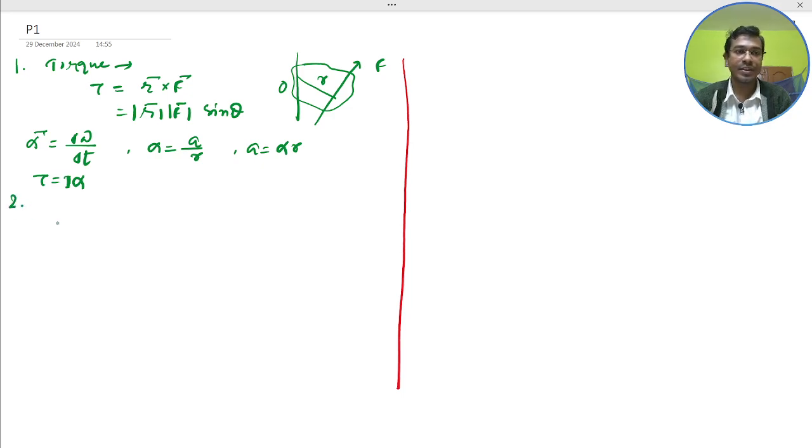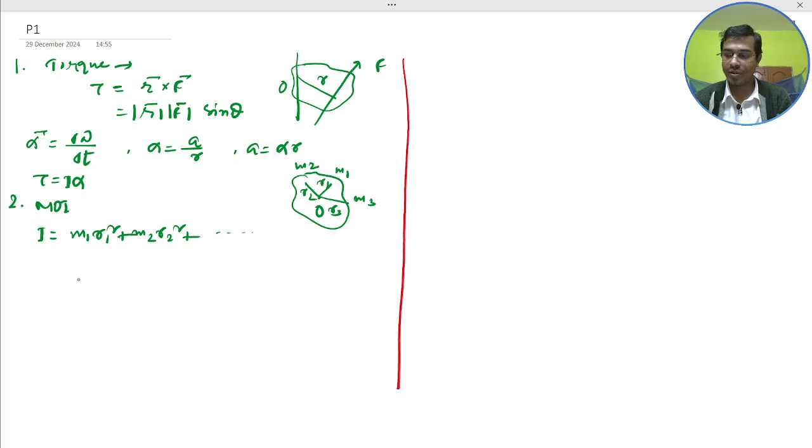Next one, moment of inertia. Suppose this is a rigid body, with center of mass, and these are point masses M1, M2, M3 at distances R1, R2, R3. So I is equal to M1 R1 square plus M2 R2 square plus and so on. This is written as the sum of m r square.